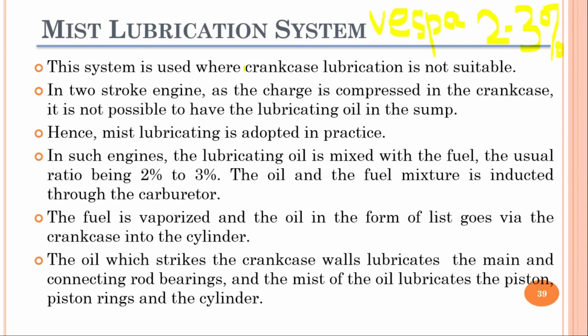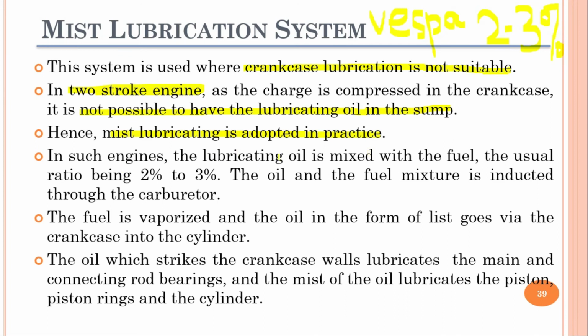This type of system is used where crankcase lubrication is not suitable, and in two-stroke engines, crankcase lubrication is not suitable because compression is being done in the crankcase. So in a two-stroke engine, the charge is compressed in the crankcase, so it is not possible to have lubricating oil in the sump. Hence, the mist lubrication system is adopted in practice.